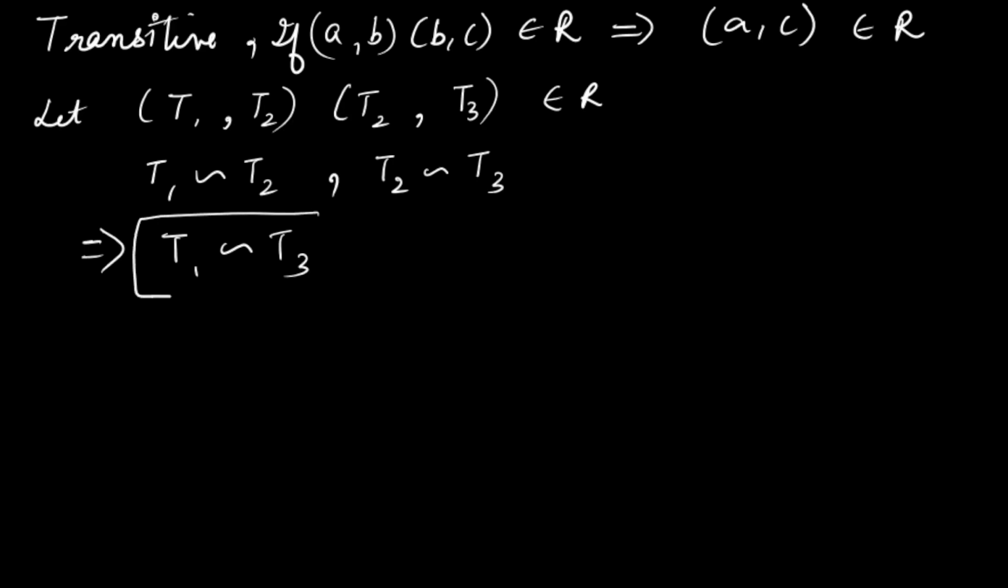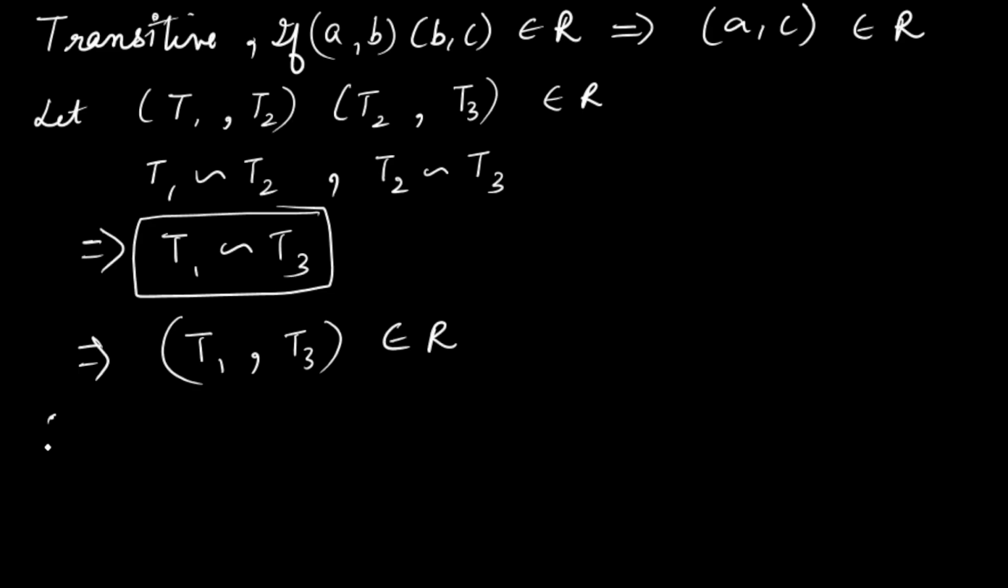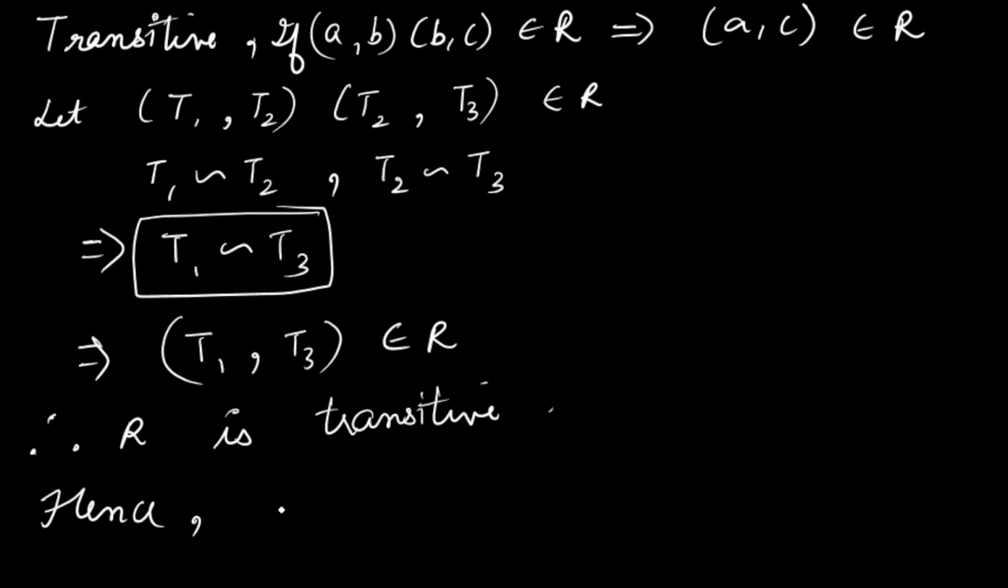So if T1 is similar to T3, it means the ordered pair (T1, T3) will also belong to R. Therefore, R is transitive. That's what we had to prove: if (T1, T2) and (T2, T3) belong to R, then (T1, T3) should also belong to R. So we have proved it.